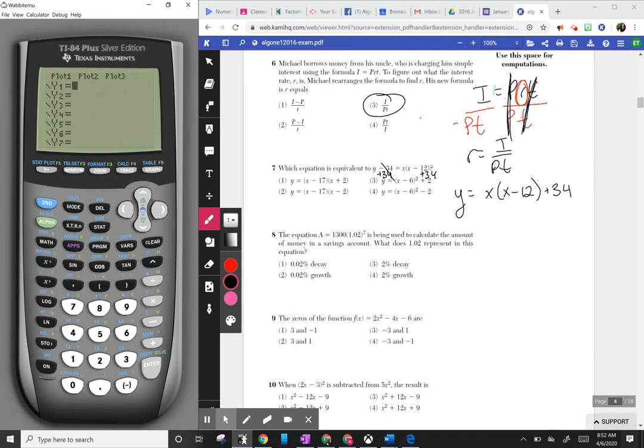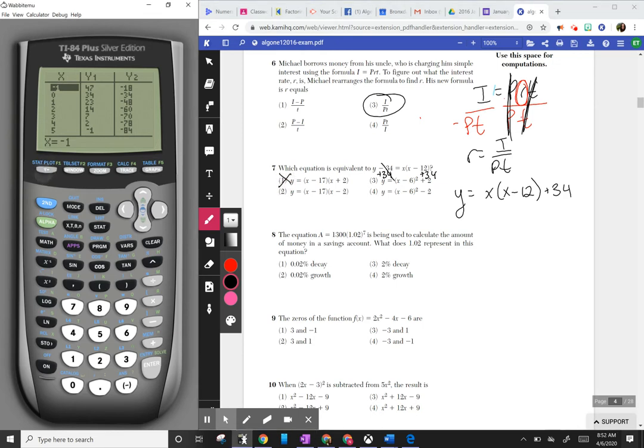So I'm going to put that in first. X times x minus 12 plus 34. And then in y2, I'm going to put every answer choice. So we got x minus 17, and then x plus 2. I'm going to go to a second graph. And y1 and y2 are not equivalent, so it's not going to be 1.